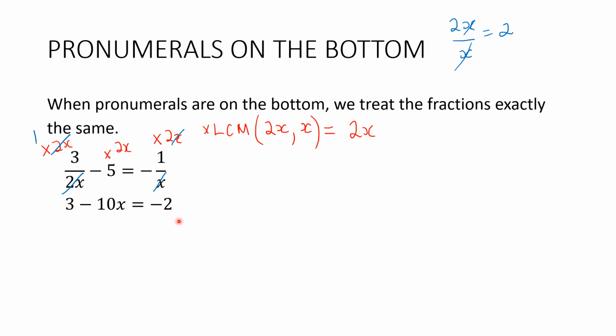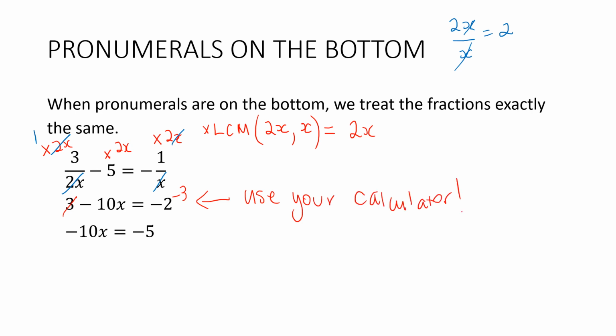All right. Bit ugly here. I'm going to move this 3 over the other side. So that's a positive 3. Goes over as negative 3. And rewrite. Negative 10x is equal to negative 2 take away 3 is negative 5. Now, if you're not particularly strong with directed numbers, use your calculator. I mean, you've got it with you in a test. Now we need to divide both sides by negative 10. And in this case, we need to simplify this fraction. These negatives cancel, and 5 over 10 is a half.